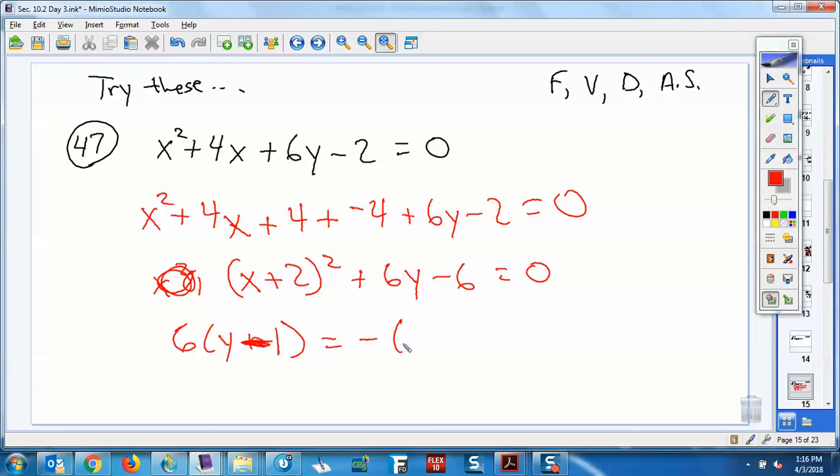And I'm going to move this over there. Now I'm going to divide by 6. And so I have y minus 1 equals -1/6 (x plus 2) squared.